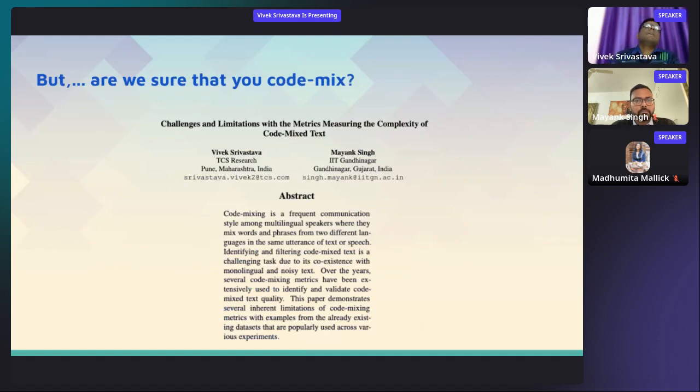So the question that I have posed is: why did it look like the third sentence was more code mixed, but it was getting a much lower score as compared to the second sentence?